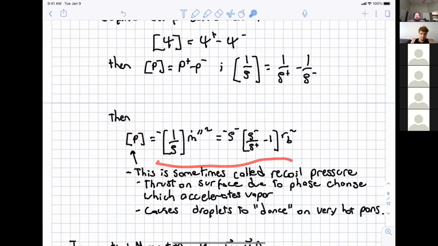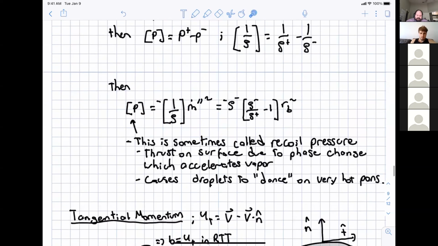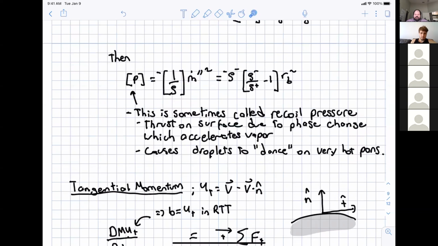These are equivalent expressions. And so this basically means that if you have any phase change across the interface, there will be a jump in pressure. But if you don't have phase change and you don't have surface tension, there will be no jump in pressure across the interface. And this jump in pressure is sometimes called recoil pressure. And why it's called recoil pressure is you could imagine that you have a hot surface right here. So I'll just shade that red.